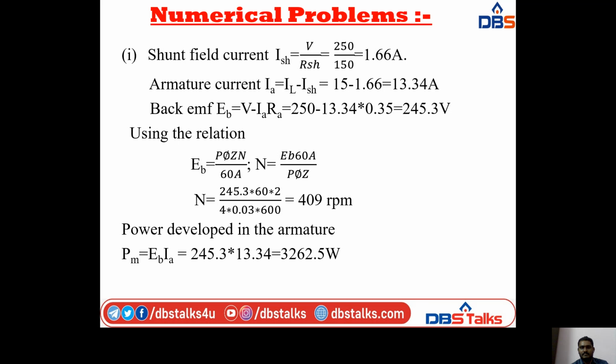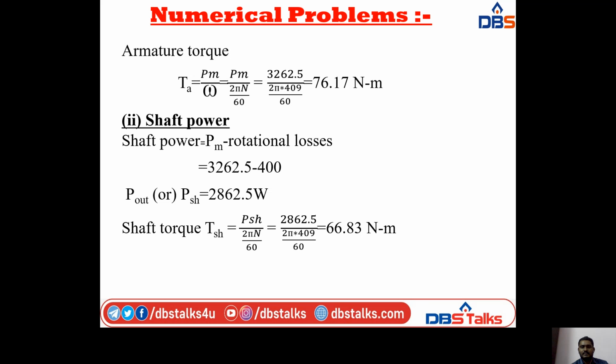Next, we have to calculate the armature torque. This is also known as armature torque, gross torque or internal torque. The armature torque formula is Pm by omega. Omega is equal to 2 pi N by 60. You know this formula, it is also in the torque equation.